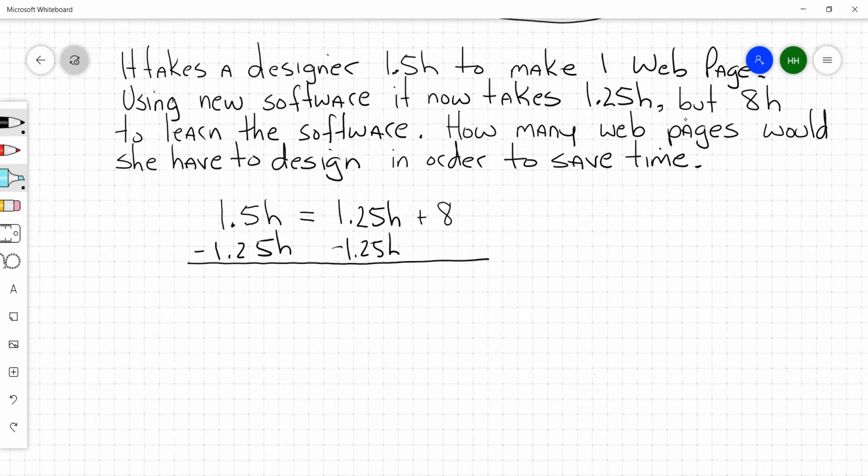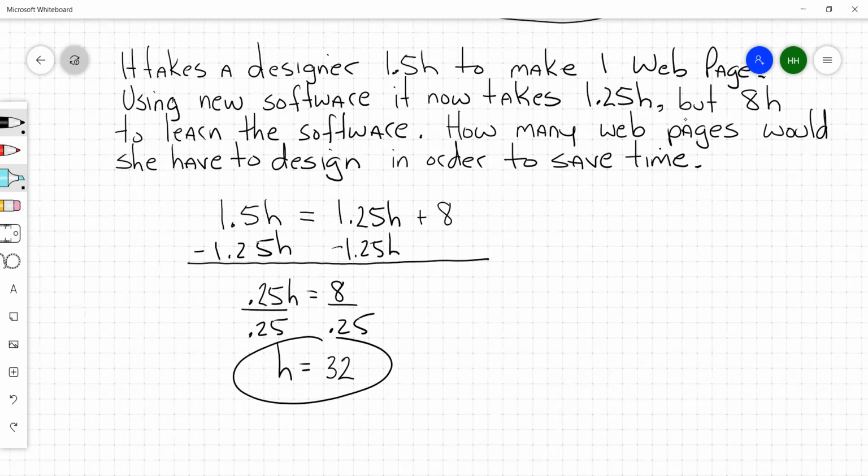1.5 minus 1.25, that's 0.25. So 0.25h equals 8. Divide by 0.25. And h equals 8 divided by 0.25. That's what, like 32? 32. So your break even becomes 32 hours. Does that make sense?